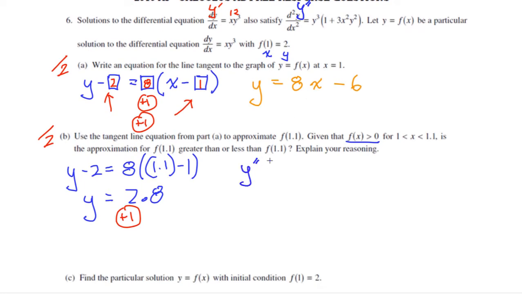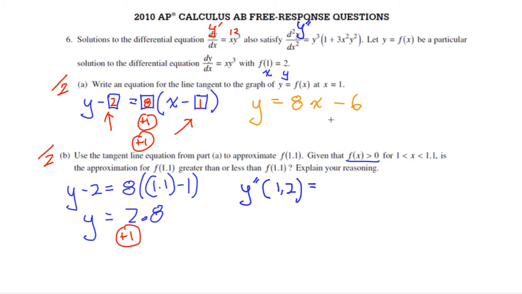Y double prime of 1, 2 is equal to, and when I plug in 2 to y cubed, that's going to give me 8. So that's my y cubed times 1 plus 3 times, I'm plugging in 1 into x squared, so that's just 1, don't worry about it. And I'm plugging in 2 into y to the second, so that's going to be times 4. 3 times 4 is 12. 12 plus 1 is 13. 13 times 8. Okay, we don't actually need to calculate that. We just know that is greater than 0. That's all we need to know. Is it concave up? Is it concave down? That is clearly concave up.